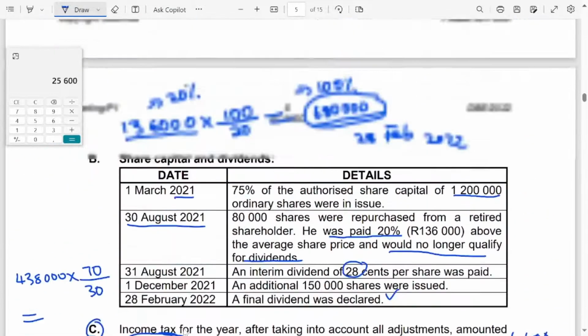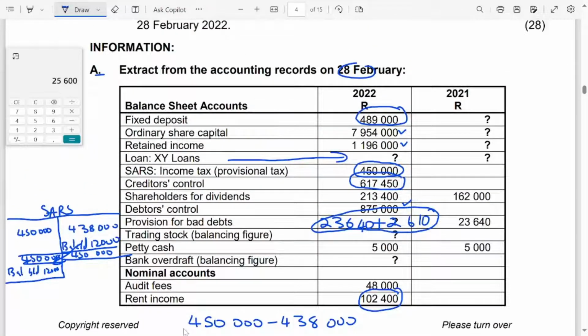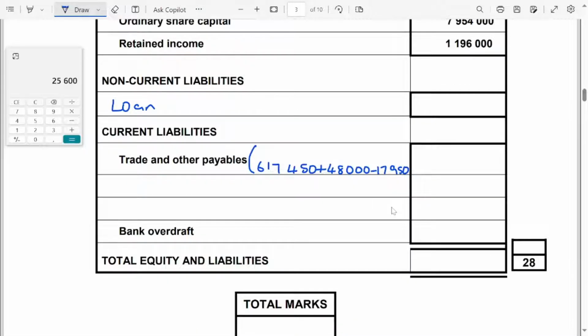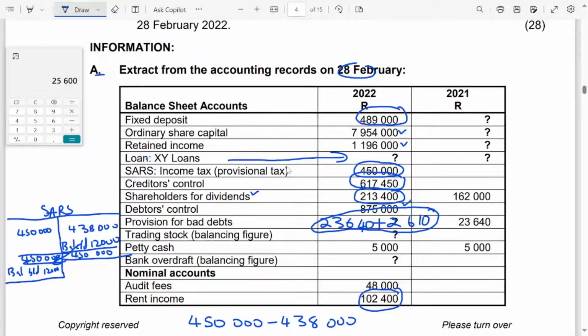Let's just go and check in this trial balance if there are things that we did not record. Okay, so we have the shareholders for dividends, which is a liability which falls under the trade and other payables, 213,400. What else? We have dealt with this one, this one, this one, this, this, this, and this.